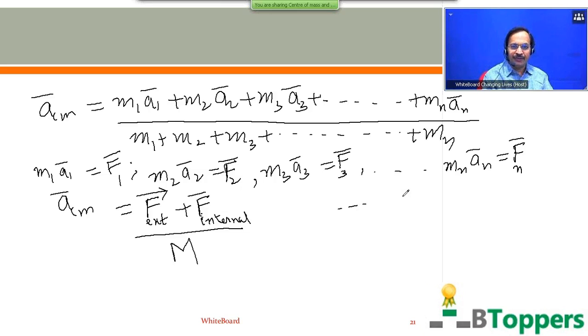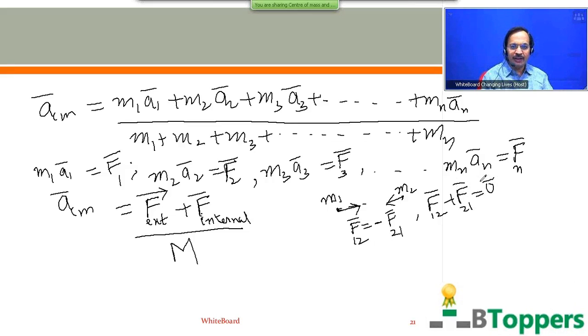The internal forces always occur in pairs. Suppose the force on m1 by m2 is denoted by F bar 12, then the force on m2 by m1 is denoted by F bar 21, and these two forces will be equal in magnitude but opposite in direction. From Newton's third law, F bar 12 is the negative of F bar 21. Therefore, F bar 12 plus F bar 21 will be equal to 0 bar.